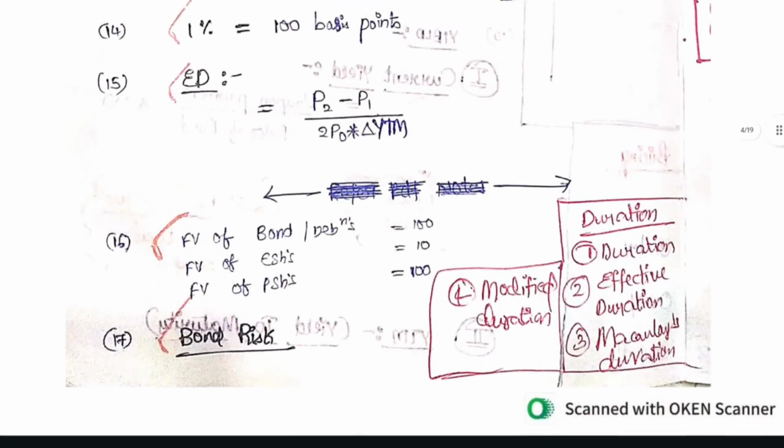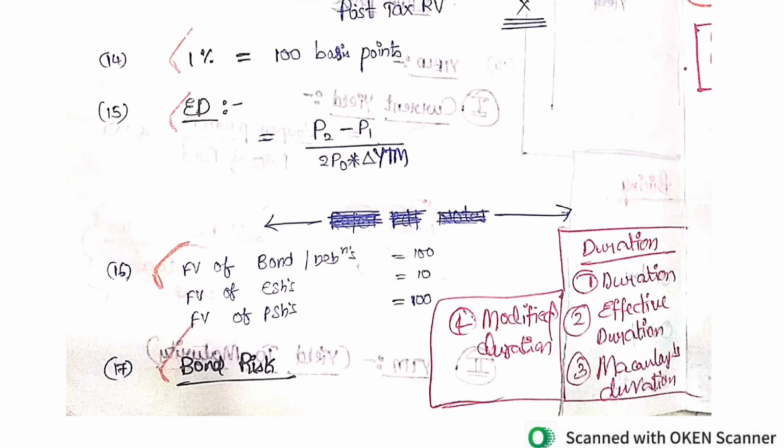Next, face value of bonds or debentures is 100. Face value of equity shares is 10. Face value of preference shares is 100. If the question is silent, we need to follow these values for bonds, debentures, equity shares, and preference shares. For equity shares, it is 10. For bonds, debentures, preference shares, the face value will be 100.